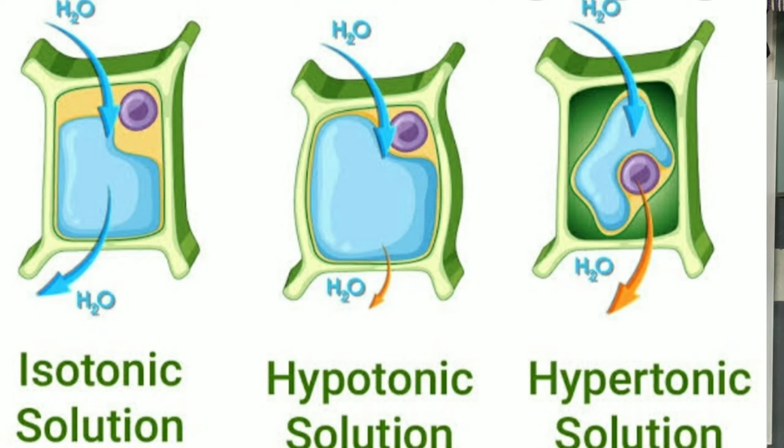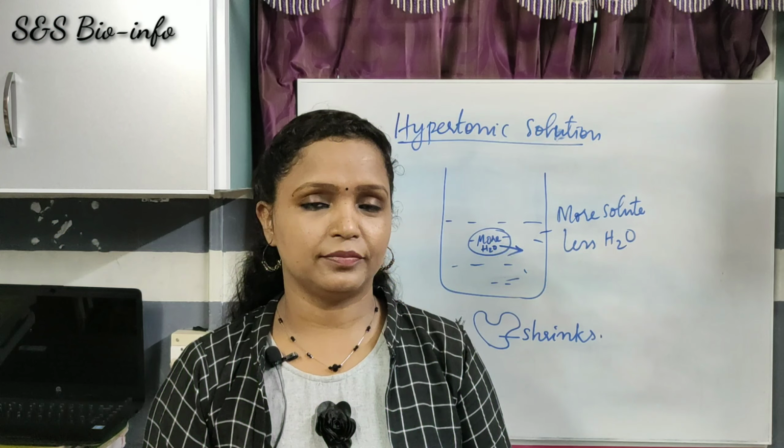In the case of hypertonic solution, what happens? The amount of water present in the cell is comparatively higher than that in the surrounding medium. So what happens? Water leaves the cell. That means the cell shrinks. So these are the results when an animal cell or a plant cell is put in different types of solution.